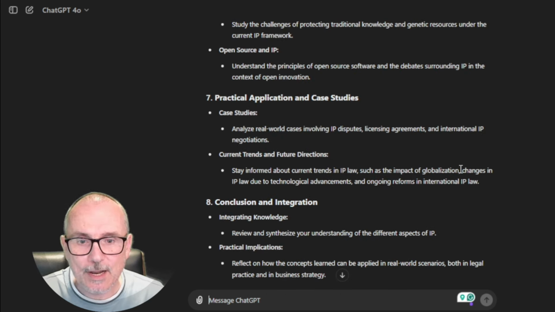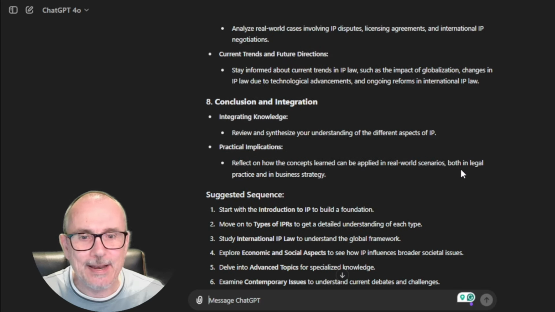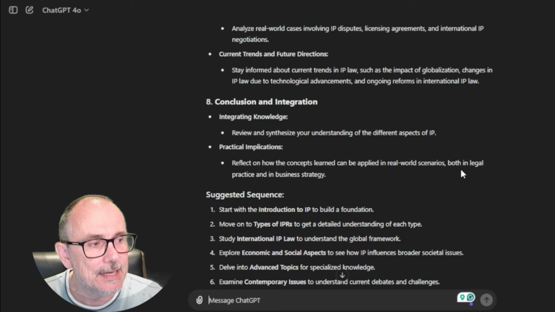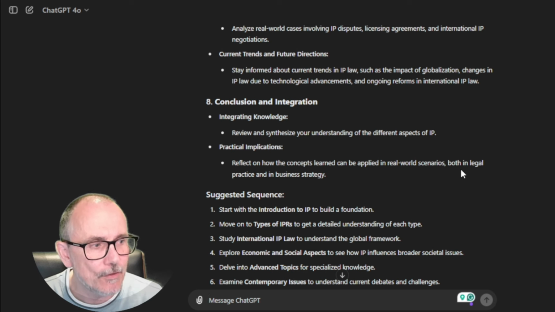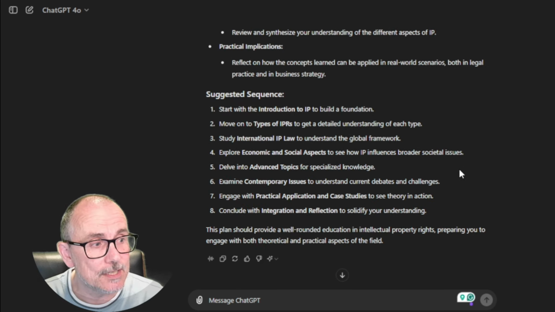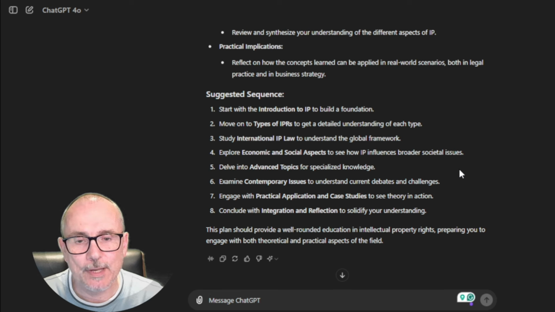And then practical applications and case studies, and then integrating, and this is important, integrating all of those areas in at the end, so you have that full holistic view, and it even gives us a sequence of how to do it. This is really helpful, I think.